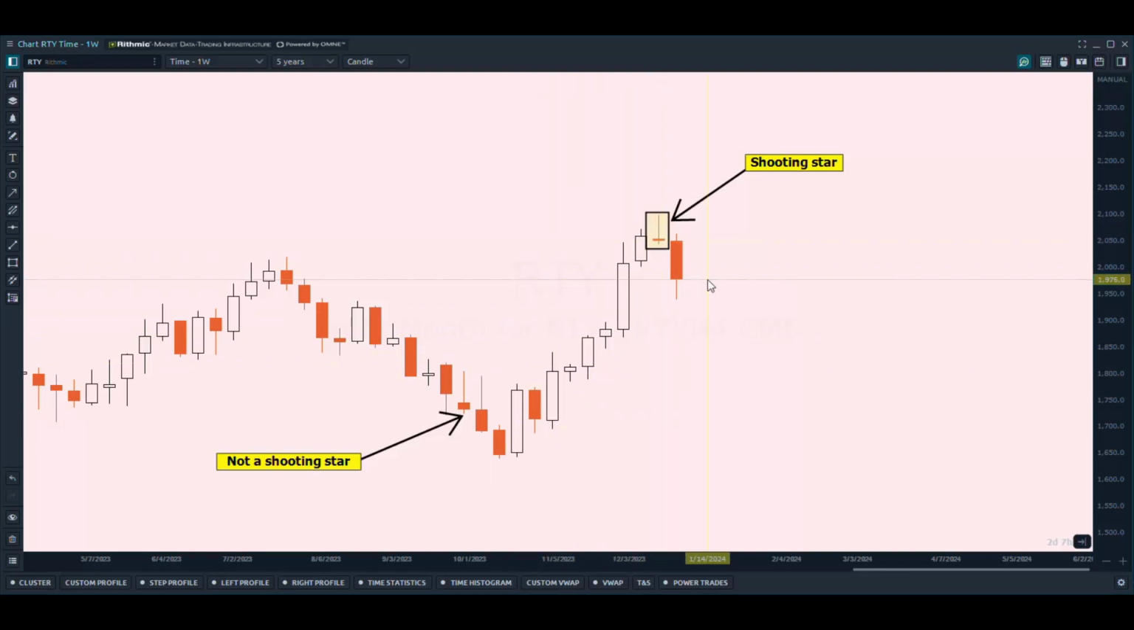Now, for invalidation of the setup or a trigger for the setup, you definitely, for invalidation, do not want to see a new high put in after this shooting star.